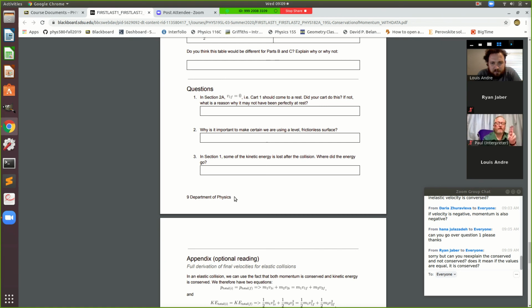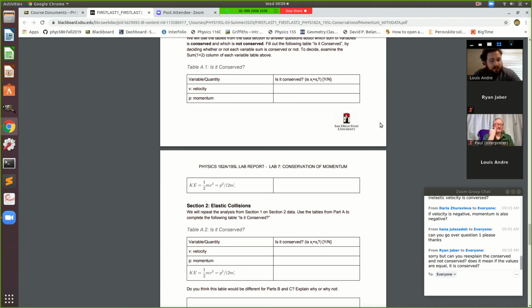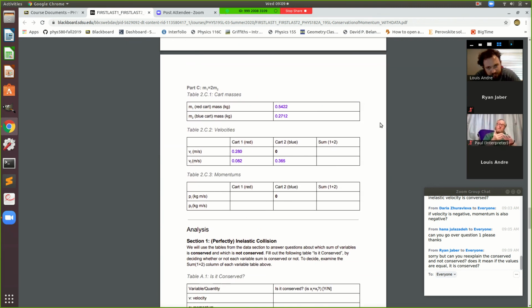I might as well look at these other questions too. Why is it important to make certain we're using a level, frictionless surface? Well, level, because you don't want these things to start accelerating, right? So conserved versus not conserved doesn't mean the values are equal if it's conserved. Yes. If the total of something, whether it be momentum, velocity, or energy, before the whole collision and after the collision are the same, then it was conserved, right?